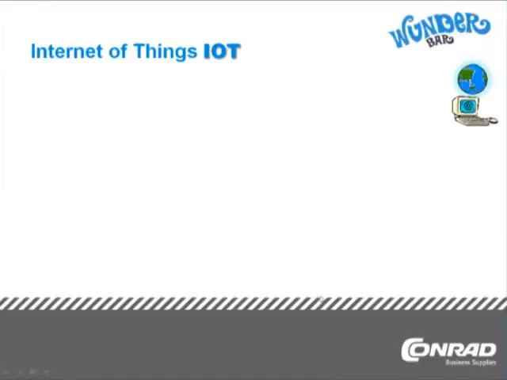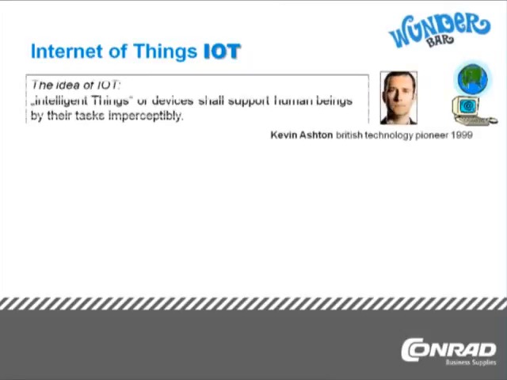First of all, we have to get familiar with the term IoT. Maybe you are familiar with that already, or you know that. But what is it? Internet of Things. There can be many devices or machines which transmit information over the internet. The idea was started by Kevin Ashton, a British technology pioneer, in 1999. His idea was that intelligent things or devices shall support human beings in their tasks imperceptibly, so not visible.